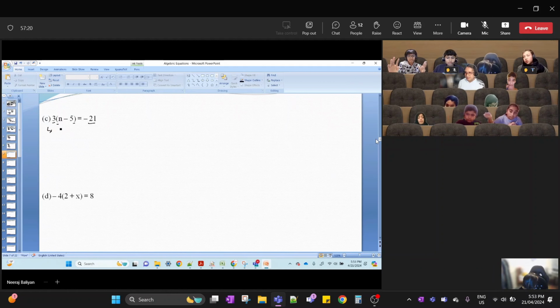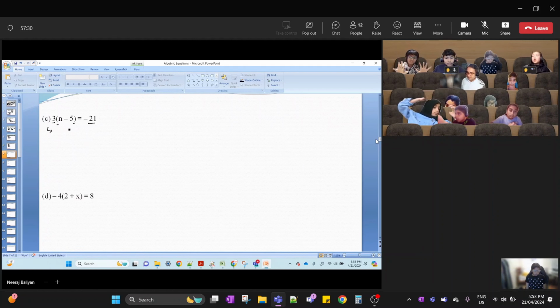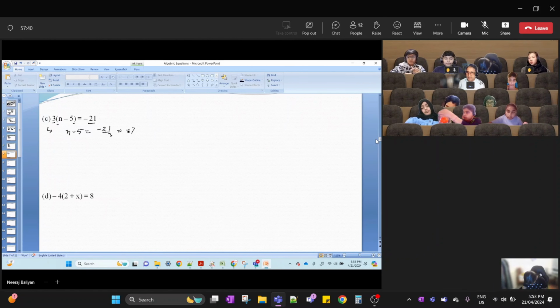Oh, now I know what you're talking about. So what we can do is infer that for 21, let's pretend it is a whole for now, divided by 3 equals minus 7. So then n minus 5 is equal to, you are saying, minus 21 by 3 is equal to minus 7. Is this right? Yes. Super. Very good.